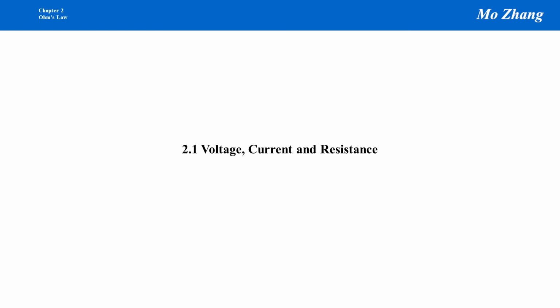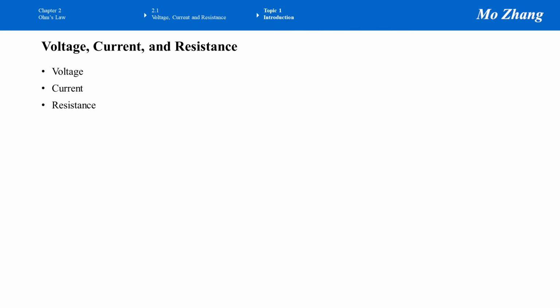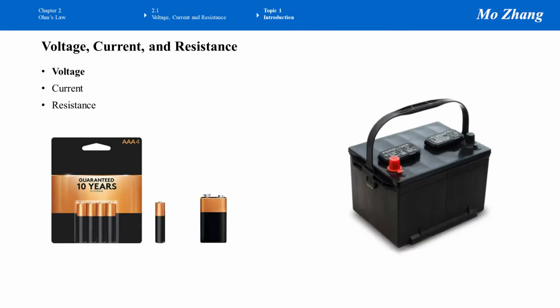The 3 stooges. These are the 3 fundamental quantities in electronics. So let's begin with voltage. Actually, we see voltage very often. Over here, there are different types of batteries. The first pack has 4 AAA batteries. Each AAA or even AA battery provides 1.5 volt.